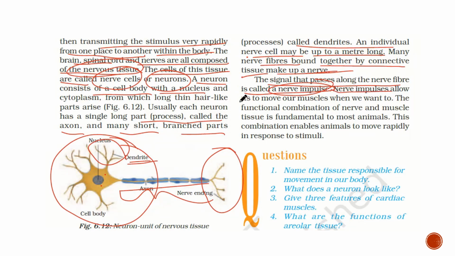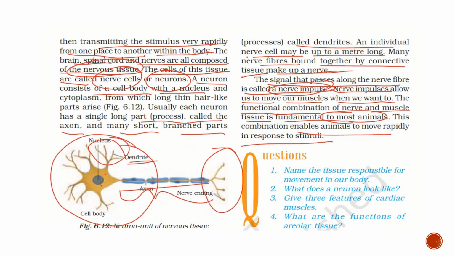Now, the nerve impulse allows us to move our muscles when we want to, and the functional combination of the nerve and the muscle tissue is fundamental to most animals. Okay, so this is a very fundamental thing. This combination enables the animal to respond to any stimuli very promptly, very rapidly. So this combination of nerve and muscle is helping you.